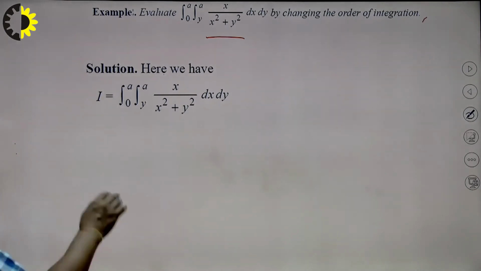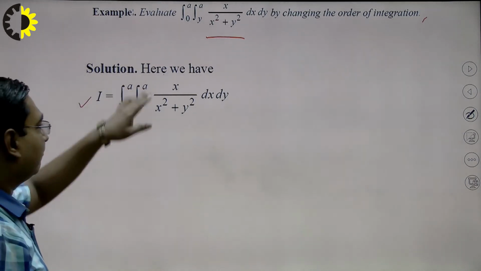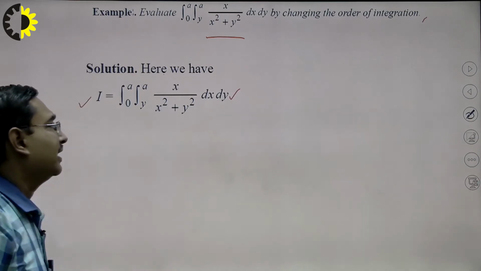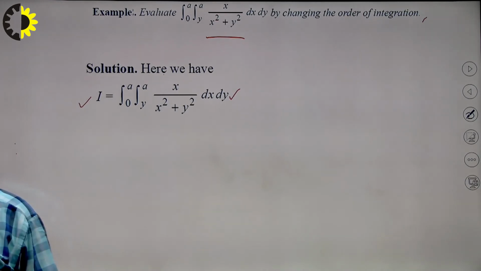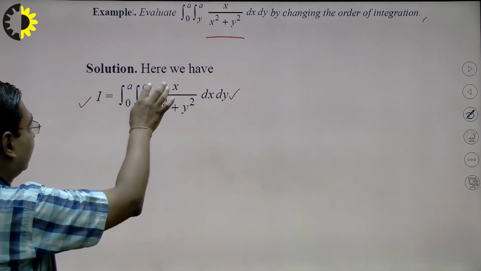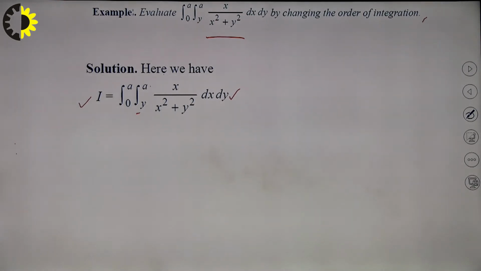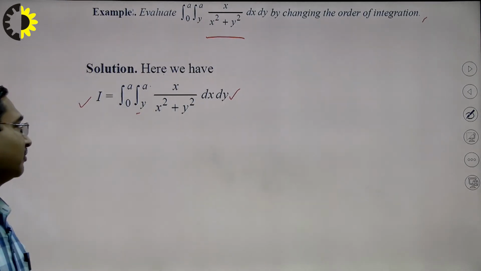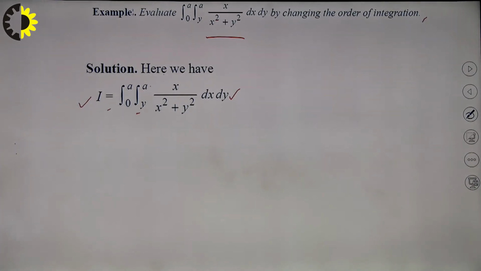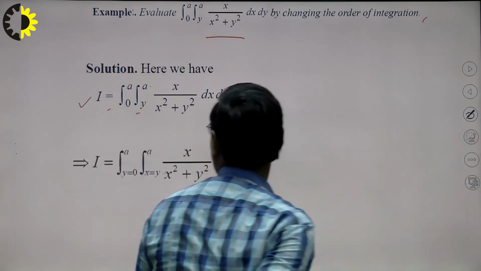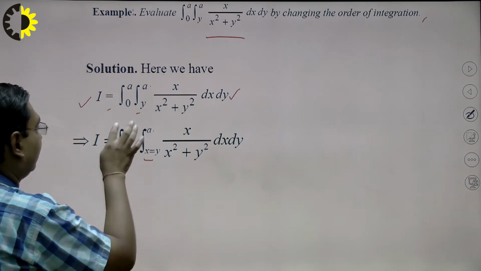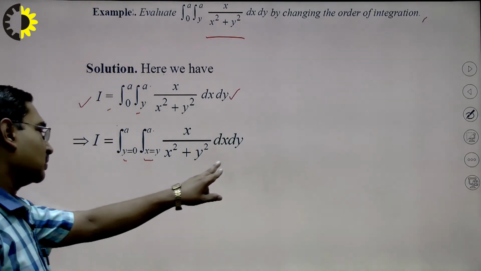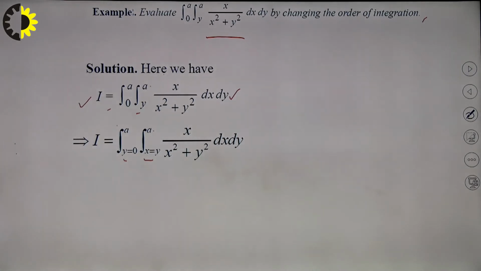Just like the previous example, I again assume this integral to be I, 0 to a, y to a, x upon x square plus y square dx dy, because the limits which are occurring inside are in terms of y. So these must be limits of x. The outermost limits will be limits of y, and therefore I can write it as x equal to y to a, y equal to 0 to a, x upon x square plus y square dx dy.